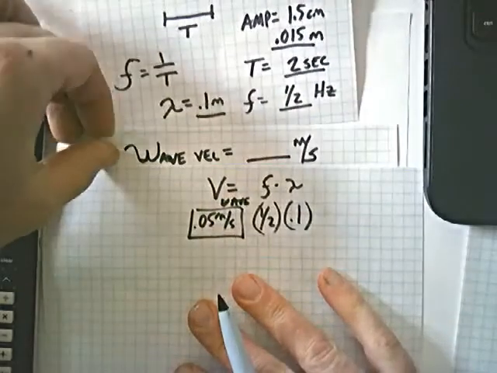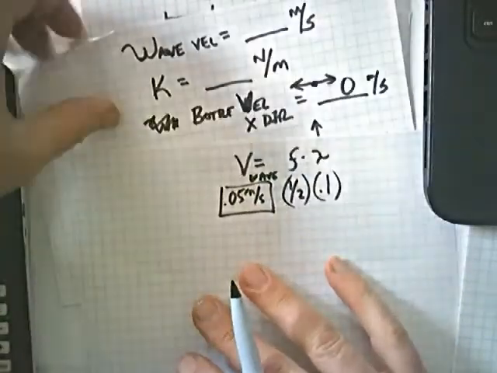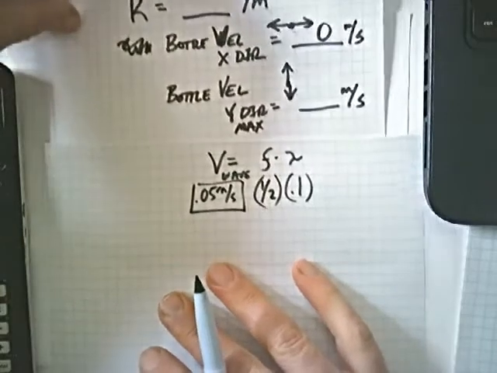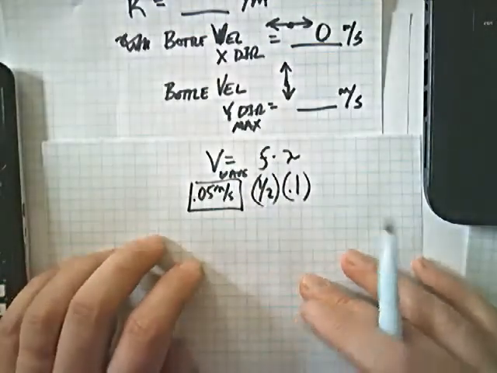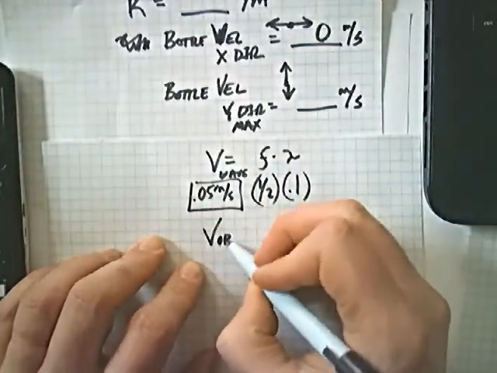Another thing I said we want to find is the object velocity in the y direction. Remember, the object velocity in the x direction is really easy because it's a transverse wave.